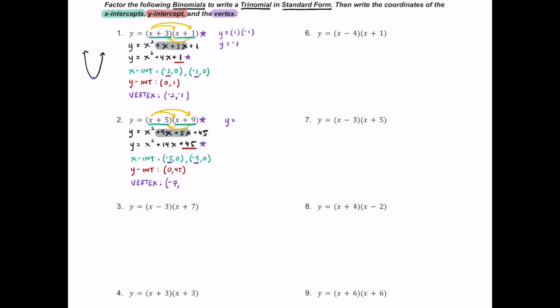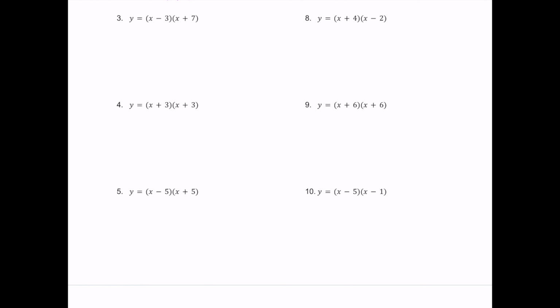So I'm going to say y is equal to, we're looking for that, -7 plus 5 is going to be -2 inside the first binomial. The -7 plus 9 is going to equal +2. And so -2 times 2 is going to be -4. And so -4 will be the height of the vertex. Okay, so there you have the vertex (-7, -4). All right, let's check out number 3 here.